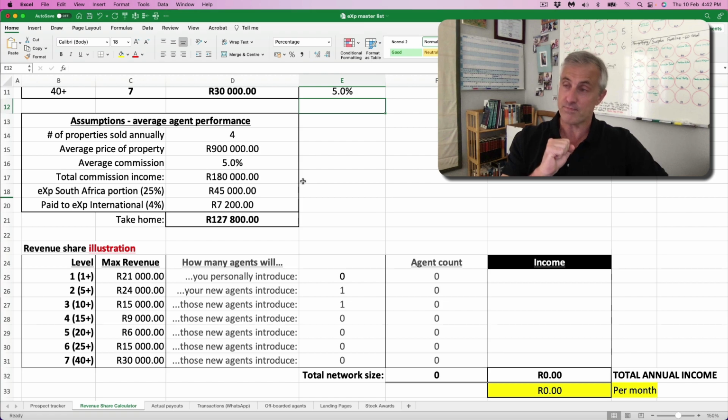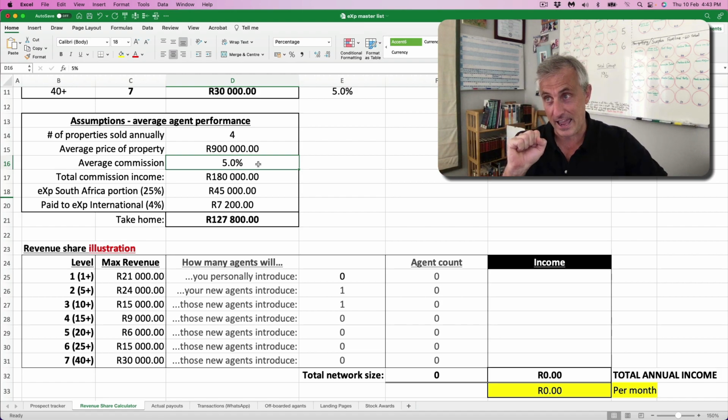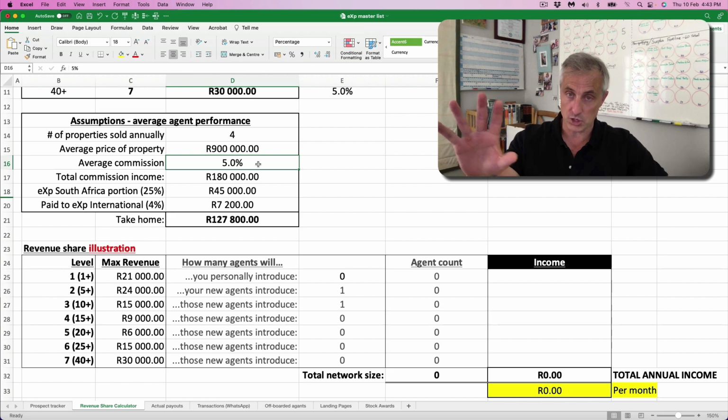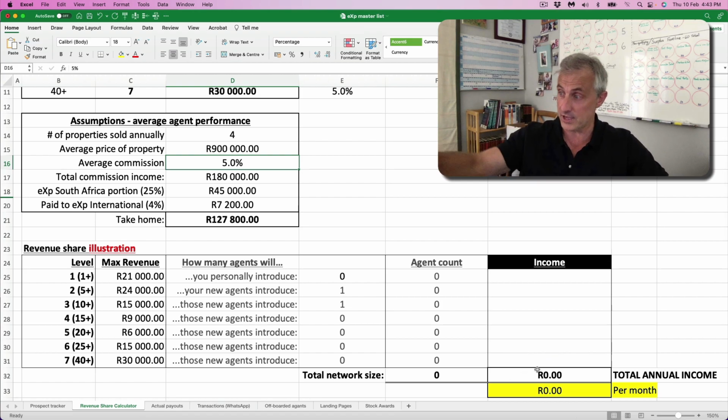So you need to tell me, do you think this is conservative enough, that the average agent in your group is going to sell 4 homes a year, average selling price of 900,000 Rand, and the average commission being charged 5%? I think that is a sufficiently realistically conservative estimate. And if you're happy with that conservative estimate, then you do not need to question the number that this spreadsheet spits out, because the monthly income that you'll be earning is based on this assumption.